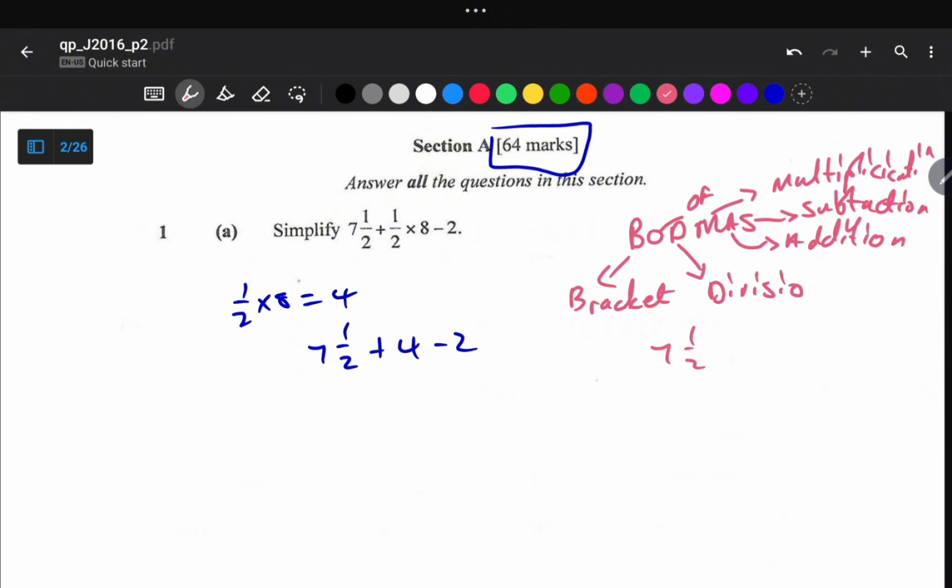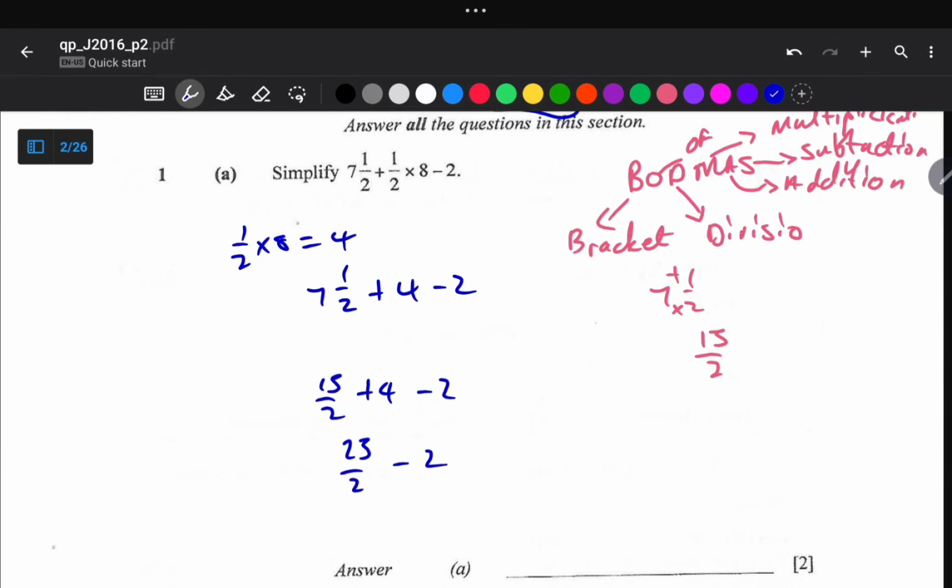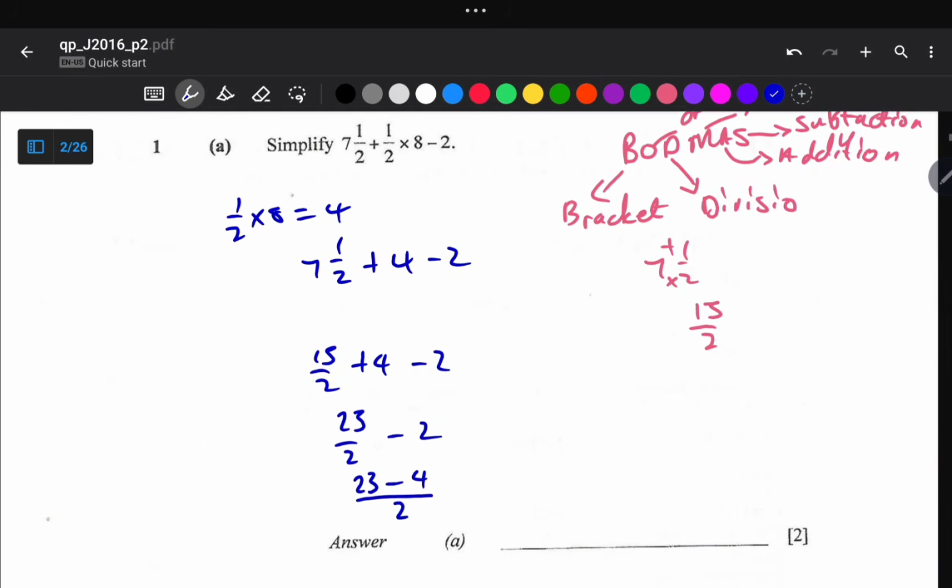So it is now 7 times 2 plus 1. 7 times 2 gives us 14 plus 1, it is now 15 over 2. So we can now say it is 15 over 2 plus 4 minus 2, and 15 over 2 plus 4 gives us 23 over 2 minus 2. 2 can be written as 2 over 1, so 2 becomes our common denominator. So 2 into 2 gives us 1 multiplied by 23, which is equal to 23. 1 into 2 gives us 2 multiplied by 2, which gives us 4. So 23 minus 4 gives us 19 over 2. So our final answer is 19 over 2, okay?